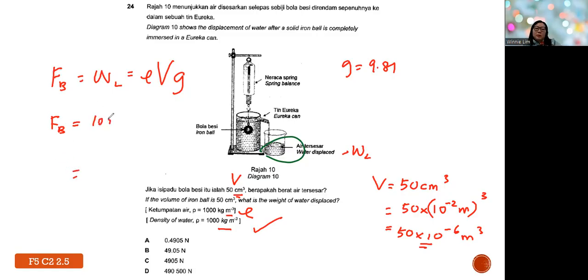So your density now is 1000. What is your volume? 50 times 10 negative 6. If you didn't change this, then you may have a problem. You see, they are all the same numbers. It's just about whether you were able to change your volume or not. If you didn't, then you may choose the wrong answer in this case. Now you can type all the values into the calculator and get your final answer. By right, you're supposed to get 0.4905, which is A.